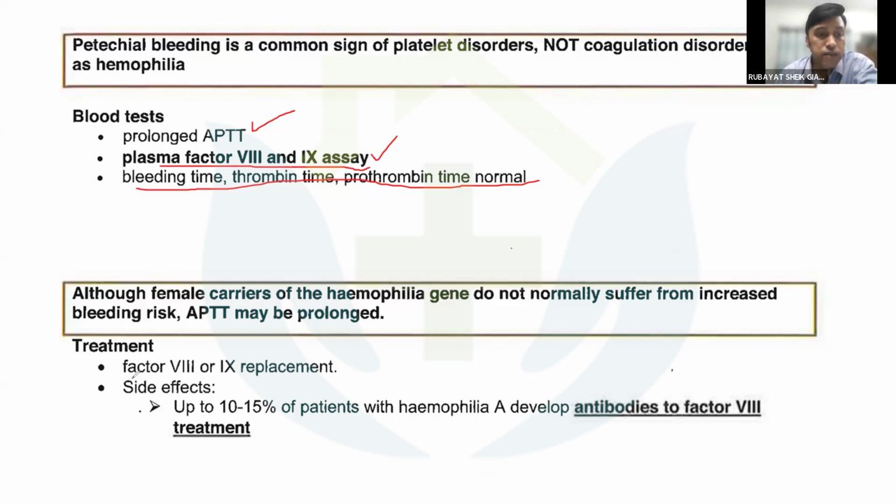You treat hemophilia with factor 8 or 9 replacement. That is the definitive treatment. Okay. So look for a young patient presenting with bleeding in the joints or muscles with a prolonged APTT, which will point to diagnosis of hemophilia.